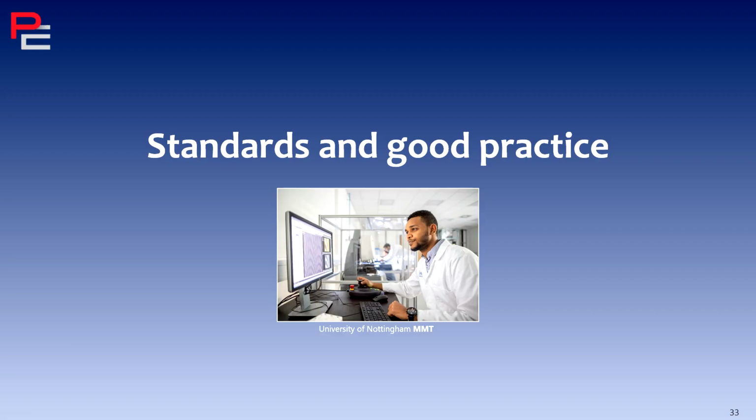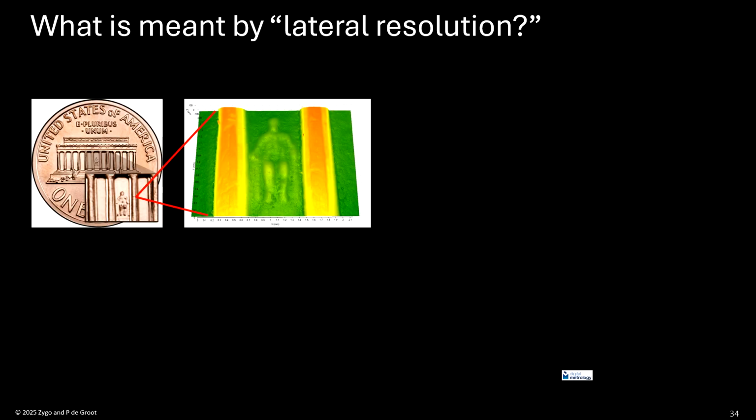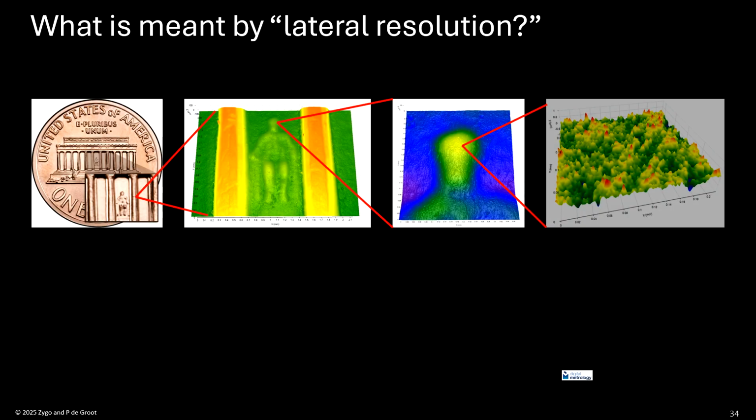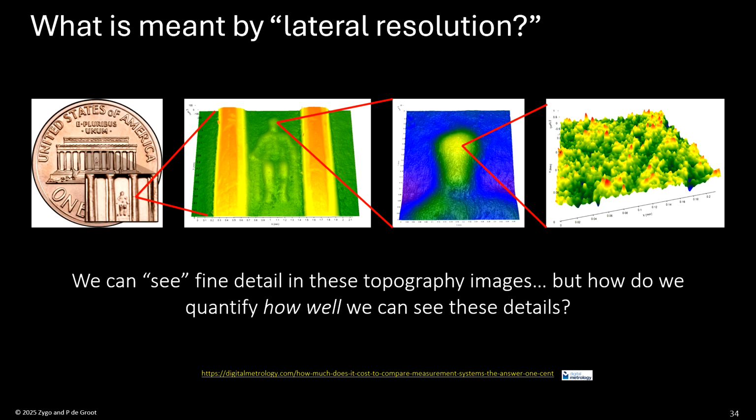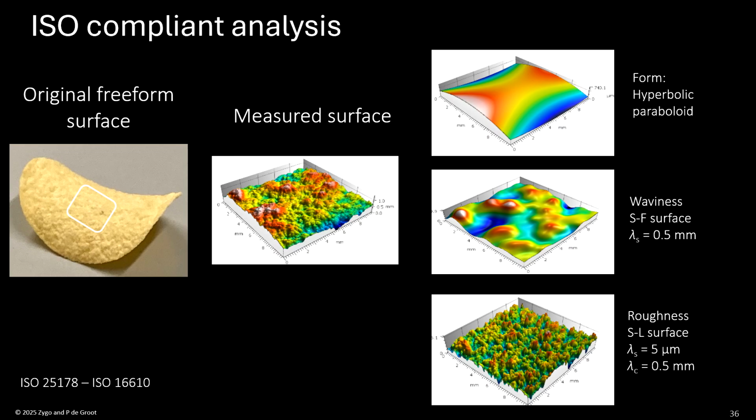With some understanding of the principles of how interferometers work, it's time to take a look at standardization and good practice. One of the most common uses for standards is for terminology. For example, lateral resolution. What does lateral resolution mean? How is it quantified? These things are set down in the standards. The standards also specify specific procedures, some of which are important for calibration verification. They're also very valuable for defining exactly how data should be analyzed so that you can compare the results.